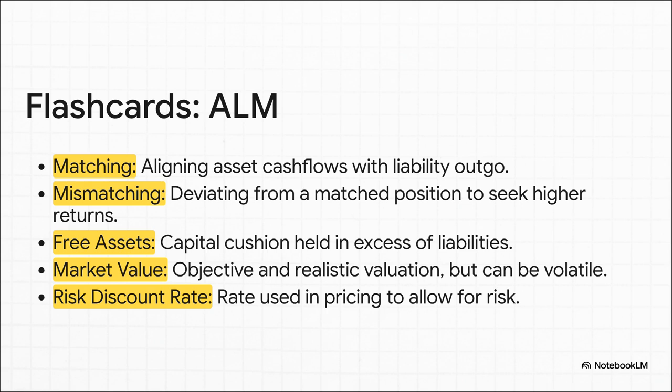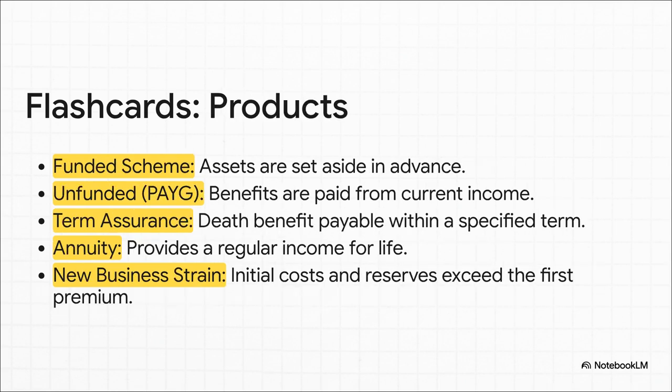Market value. The honest, realistic value, even when it's bouncing all over the place. Discounted cash flow. A calculated value. It's totally subjective and only as good as your assumptions. Risk discount rate. This is how you bake the price of risk right into your numbers. Last set, funding and products.